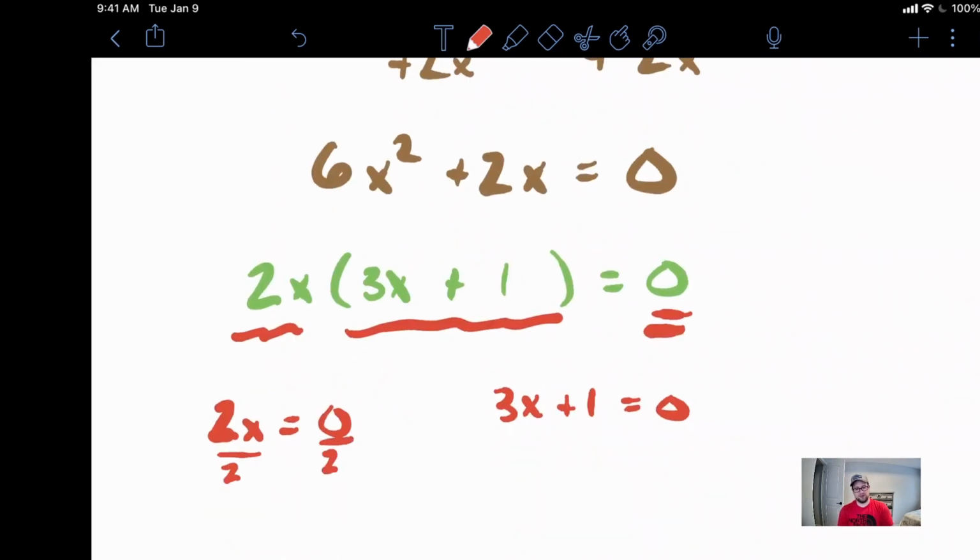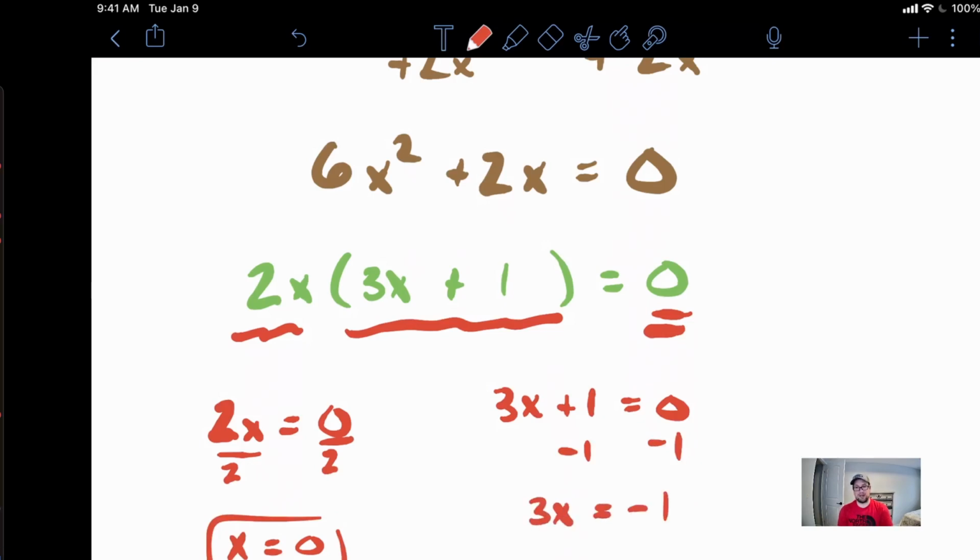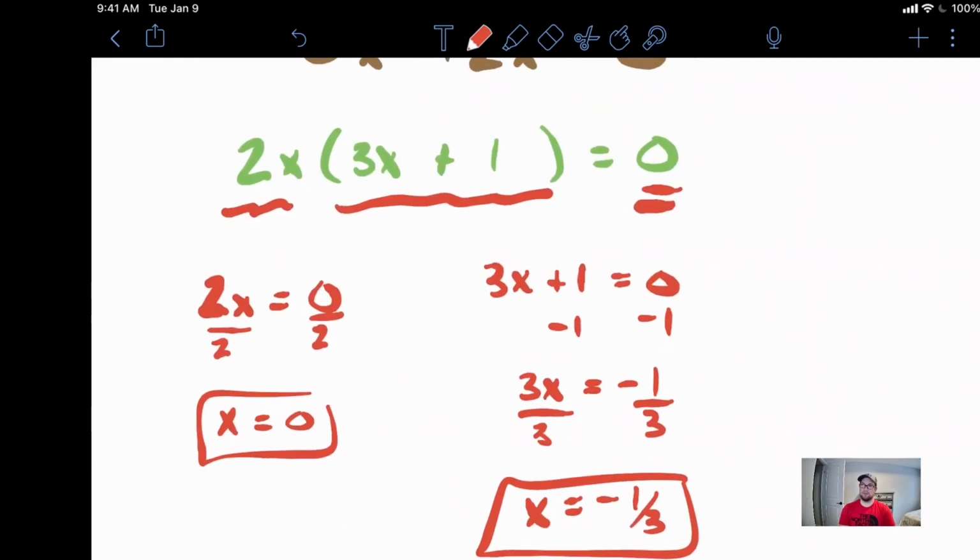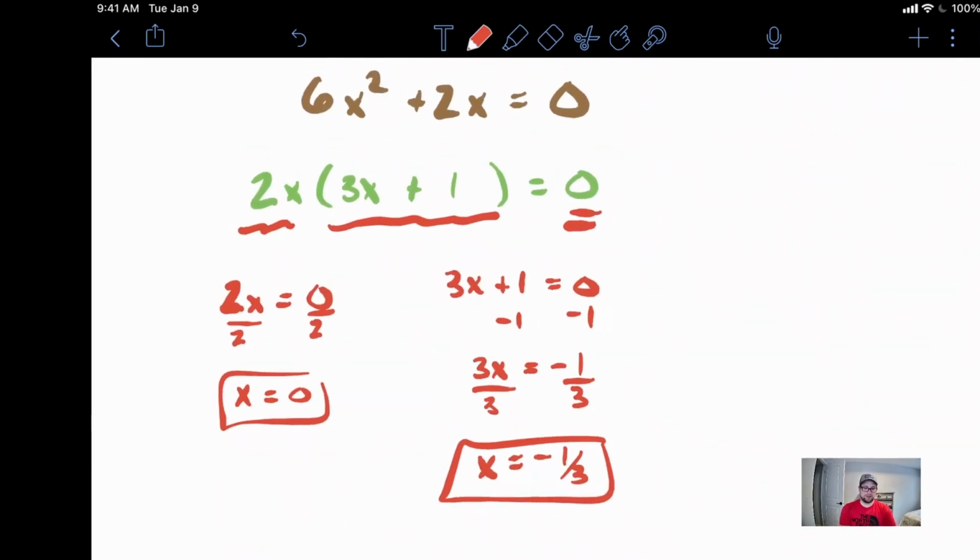Divide by 2, x equals 0 is one of our answers. And then subtract 1 and subtract 1. I'm going to get 3x is equal to negative 1. And then of course I'm going to divide by 3, and we find out x is equal to negative 1/3. Oh, off the screen, sorry. All right, so let's keep rolling along here.